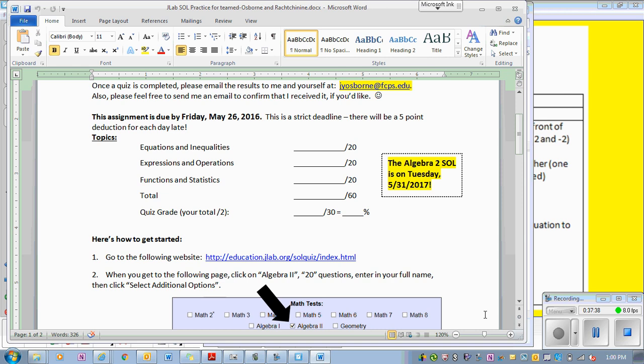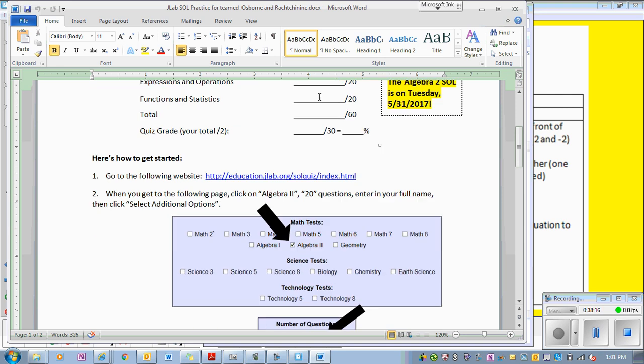Alright? Your 3 topics that you're taking these quizzes on: equations and inequalities, expressions and operations, and functions and statistics. Those 3 topics. Okay? And please don't mix them up because your results show which topic you just quizzed on, okay? So basically, you can keep track of what your grade is going to be. You have something out of 20, something out of 20 for each of these. You add them up, right? Take your total, divide it by 2. That's what you're getting out of 30, all right?